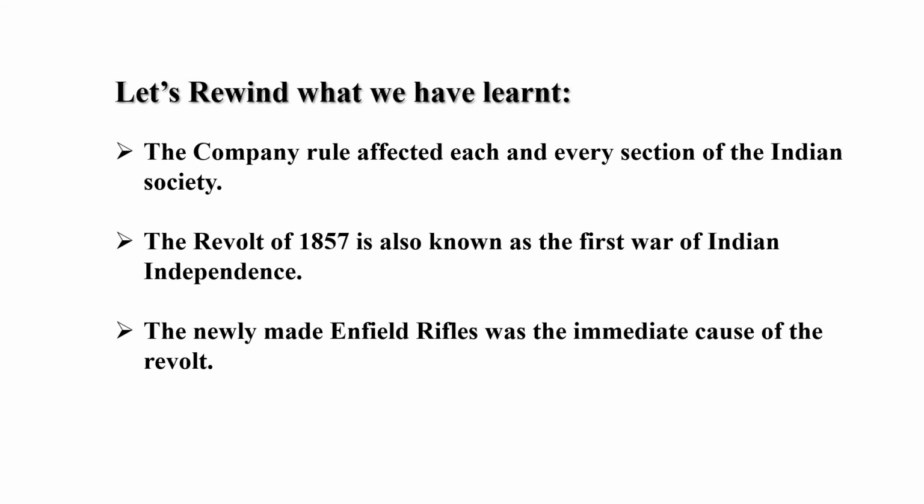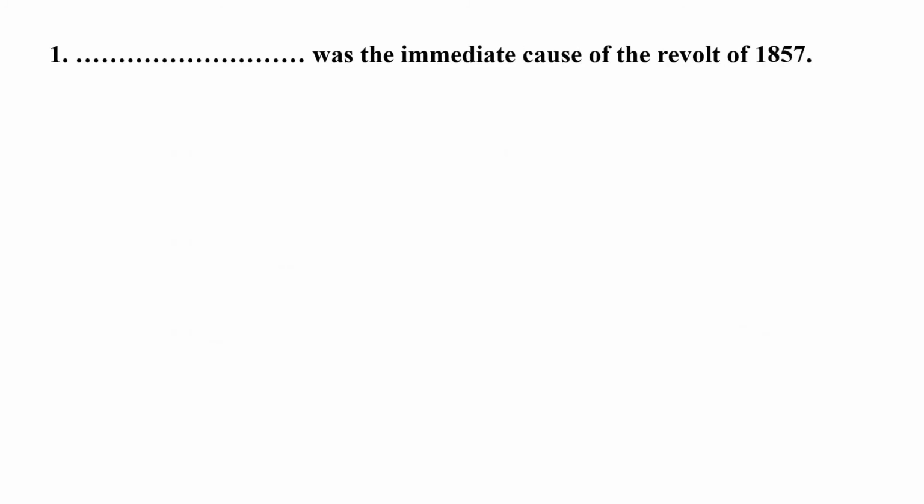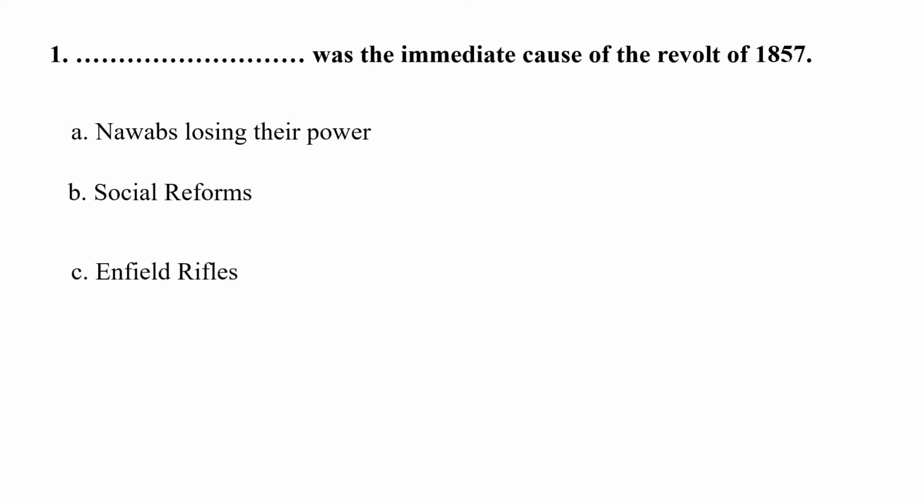Let us see what you have grasped today. Here are some questions for you. Your question number 1 is, what was the immediate cause of the revolt of 1857? Your options are A. Nawabs losing their power, B. Social reforms, C. Enfield rifles, D. Low wages of the sepoys. The correct answer is C.